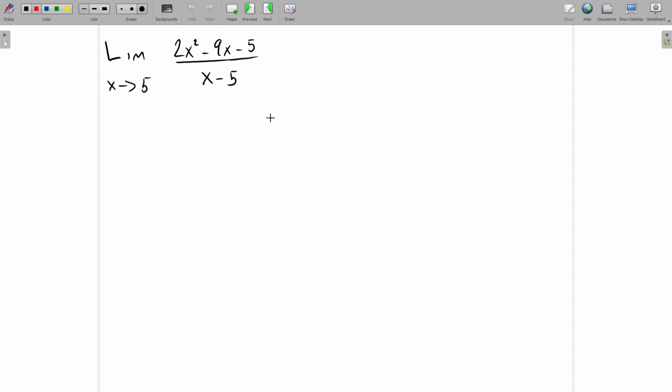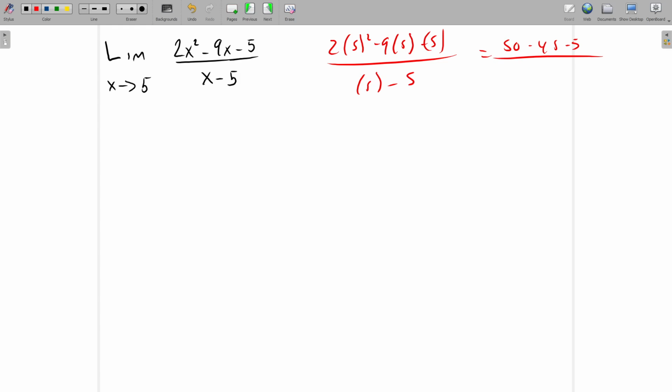All right, and here's where things get interesting. Well, let's do the same thing. All right, let's plug in 5. Right, so in the numerator, we have 2 times 5 squared, or 50, minus 9 times 5, or 45, minus 5, all over 5 minus 5. And you can probably see what's already happening. We have 50 minus 45 minus 5, or 0, and in the denominator, we have 5 minus 5, or 0. We get this 0 divided by 0.